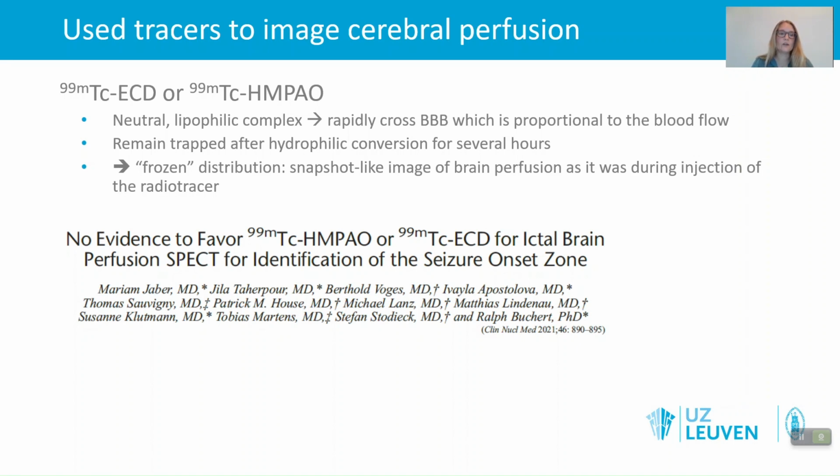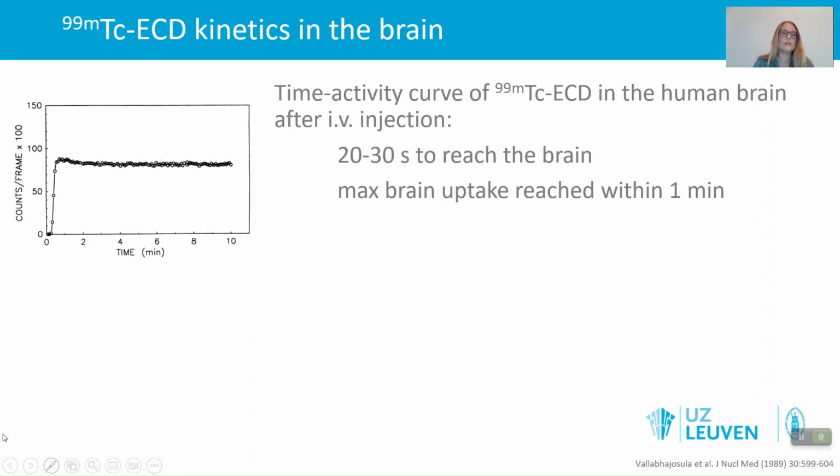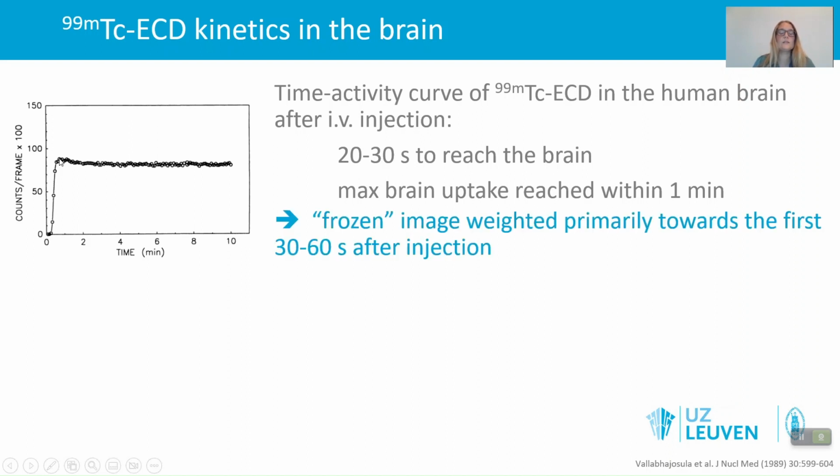In our center we use ECD, and here you see the time activity curve of ECD in the human brain after IV injection in the arm. So you see that it takes about 20 to 30 seconds for the tracer to reach the brain, and then there is a steep uptake phase which reaches its maximum at around 1 minute. So this means that this frozen image we are making is weighted primarily towards the first 30 to 60 seconds after injection.